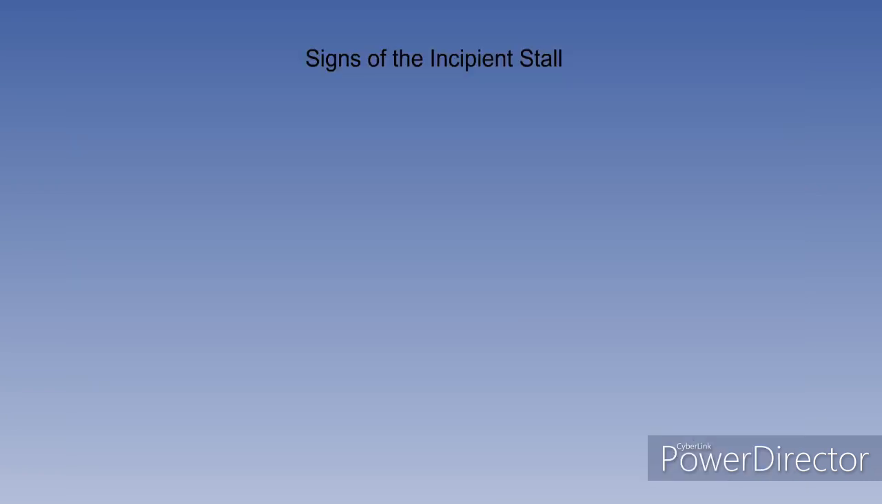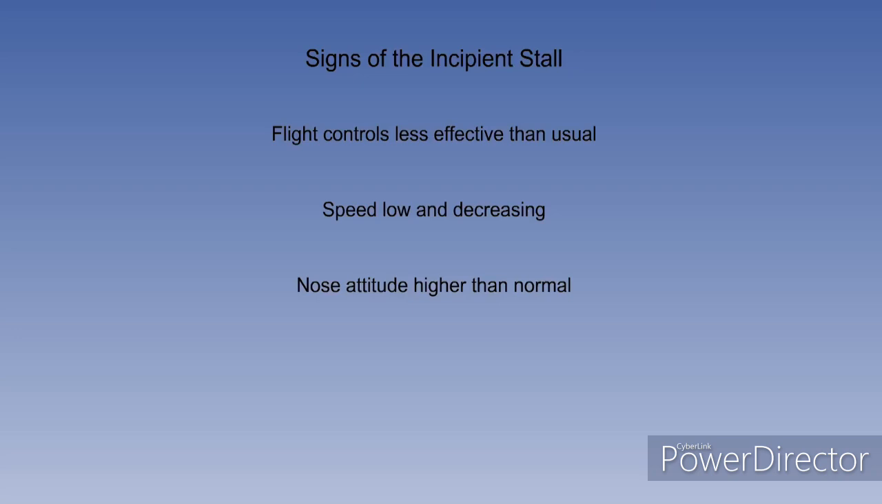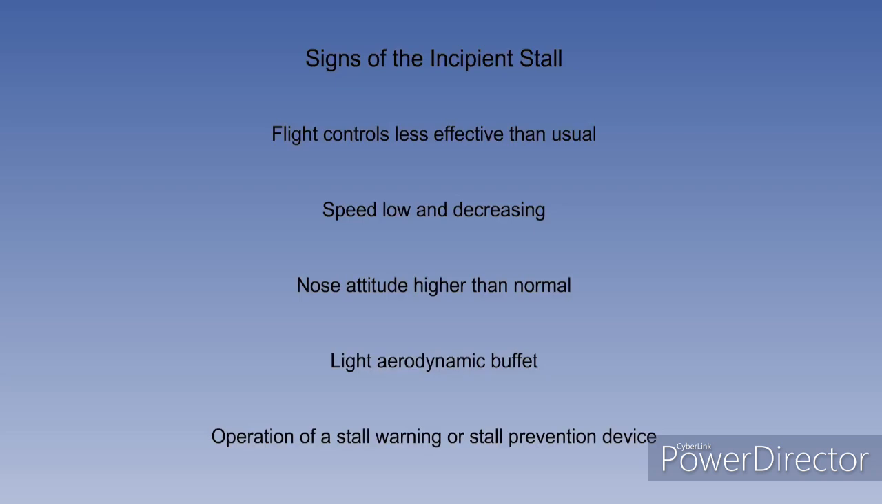Stall characteristics vary with different kinds of aircraft, but there are common factors which may occur with all aeroplanes. For modern aircraft, during most manoeuvres, the onset of the stall is gradual. The first indications may be provided by any or all of the following. Flight controls less effective than usual. Speed low and decreasing. Nose attitude higher than normal. Light aerodynamic buffet, or the operation of a stall warning or stall prevention device.